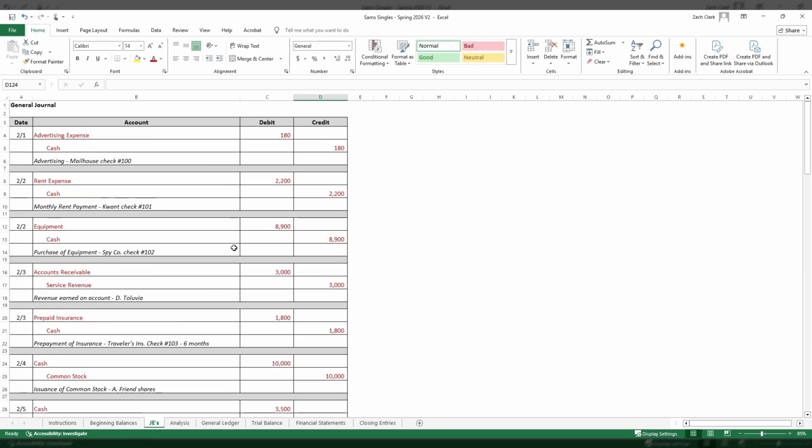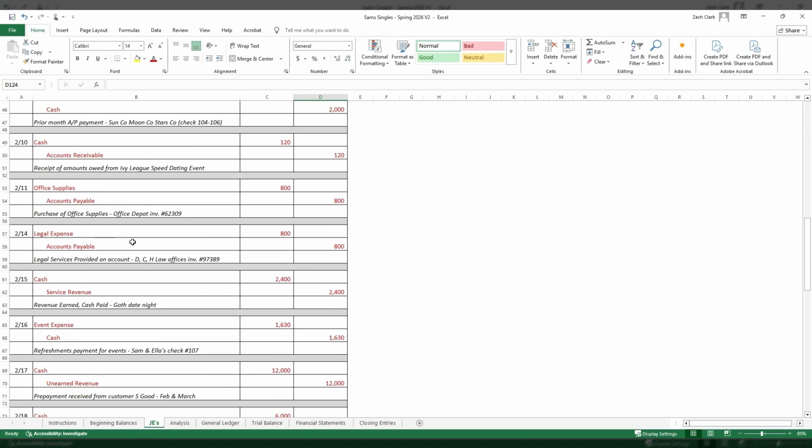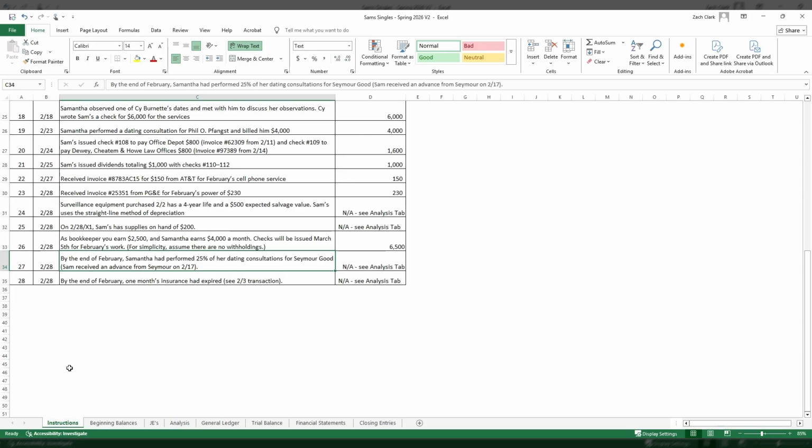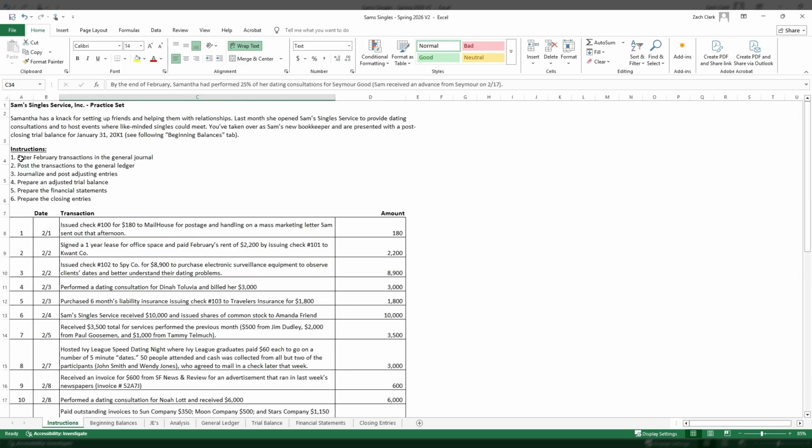Okay, so I think we've got our general journal filled out and we're looking good now. Our analysis is complete. Let's look back at our instructions. So we've now entered all of our transactions into the general ledger or journal. I guess I kind of skipped here to number 2 of journalizing and posting adjusting entries, but that's fine. We can now jump onto our general ledger and wrap up steps 1 through 3.